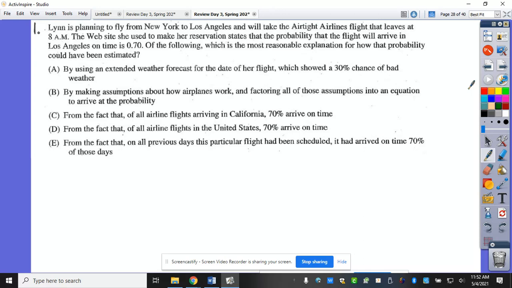Using an extended weather forecast on the date of her flight, which showed a 30% chance of bad weather. Maybe that's not terrible right now, but just if there's a 30% chance of bad weather, does that mean that it'll be delayed? And is that the only thing that can delay it? So maybe at first you don't mark that one out, but you just kind of keep going. Making an assumption about how airplanes work and factoring in all those assumptions into an equation to arrive at the probability. Again, yeah, okay, maybe. From the fact that of all airline flights arriving in California, 70% will arrive on time. Is that what we're talking about?